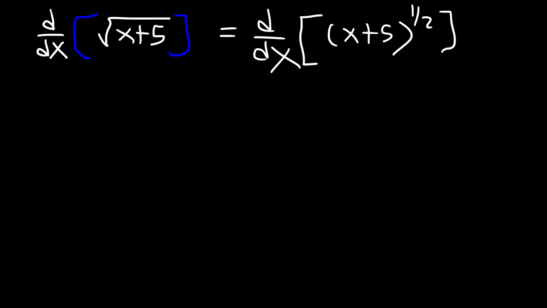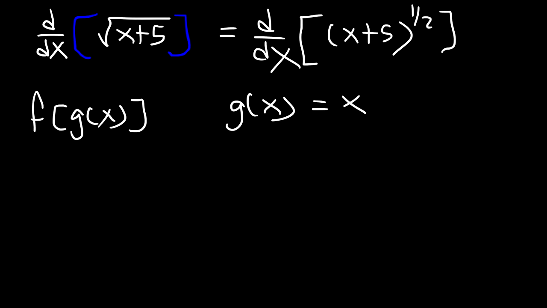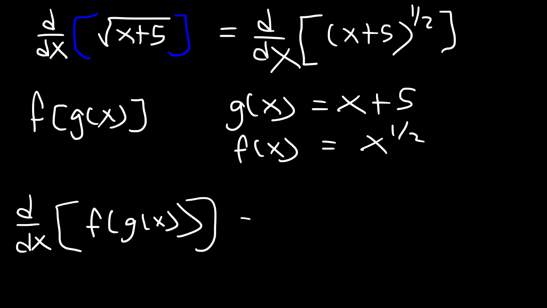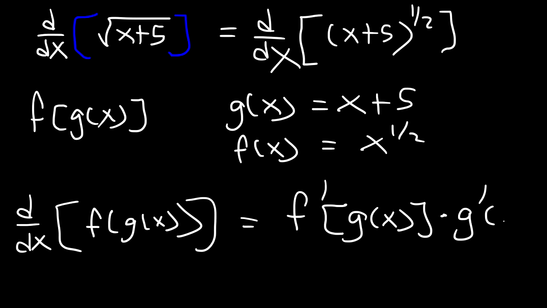And here's the gist of using the chain rule. So basically we have a composite function, f of g of x. So notice that the inside part of the function g of x is x plus 5. The outside function, f of x, is just x to the 1/2. Now if you need to find the derivative of a composite function using the chain rule, you need to differentiate the outside function and then keep the inside part the same, and then multiply by the derivative of the inside function. So that's the gist of differentiating composite functions using the chain rule.